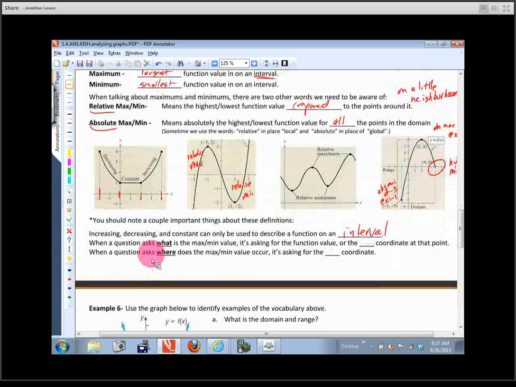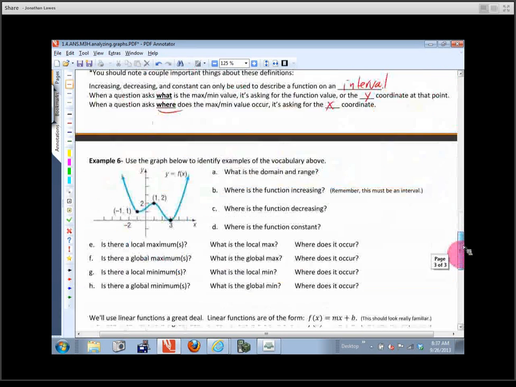Okay, and then we already emphasized this, but just to re-emphasize, when a question asks what is the maximum or minimum value, it's asking for the y coordinate. What's the highest and lowest point? That's a y value. If it says where does it occur, then it's asking for an x coordinate. Just like if we say where is it increasing, we're asking for an interval on the x-axis where it's increasing.